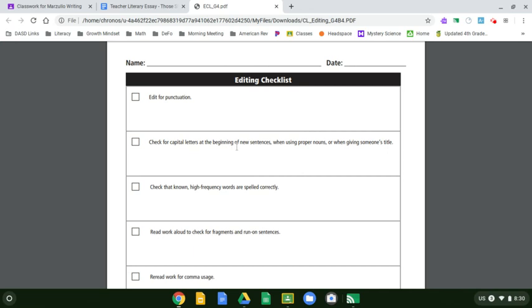Check for capital letters at the beginning of new sentences. I know this sounds like, no, really, Miss Marzullo? But did you put a capital letter after you put a punctuation? Period, capital letter. Question mark, capital letter.